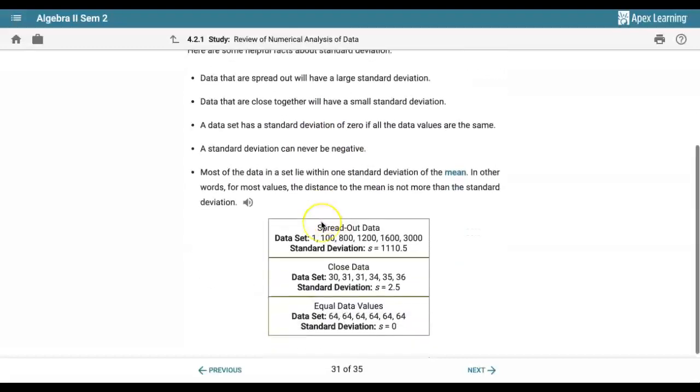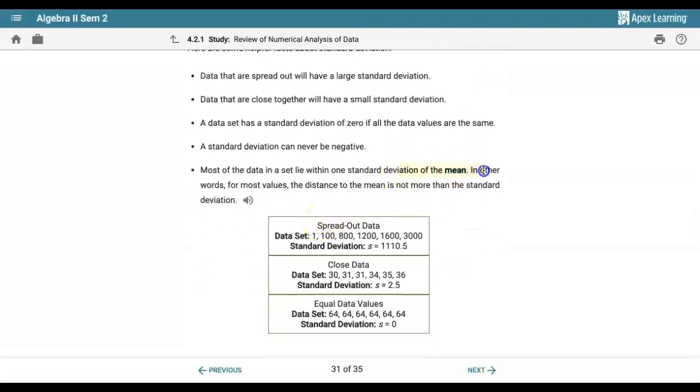All right, and then most of the data set lies within one standard deviation of the mean. And what that means is that it's not usually more than one standard deviation. So if we look here, our standard deviation for this really large one is about 1100.